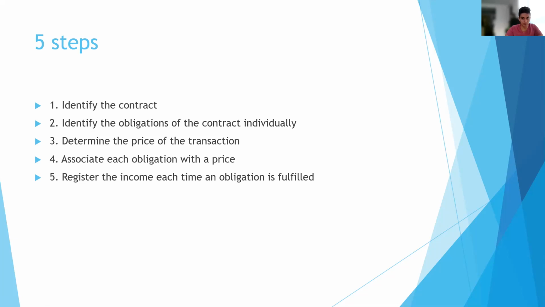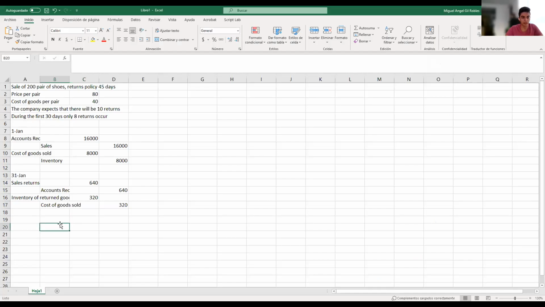So what happens in our exercise is that we can't account for an actual sale because we still have some responsibility. We are recognizing that it is very possible that the client will return 2 more pairs. So we need to do something. On the last day of January, when we are finishing the period, we need to account for the missing 2 returns. And how do we do that?